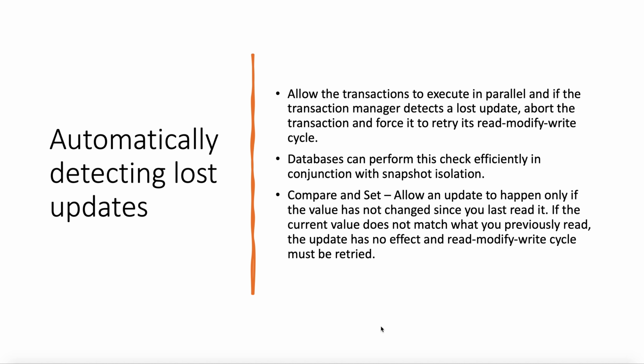In databases that don't provide transactions, we sometimes find an atomic compare and set operation. The purpose of this operation is to avoid lost updates by allowing an update to happen only if the value has not changed since it was last read. If the current value does not match what we previously read, the update has no effect and the read-modify-write cycle must be retried.